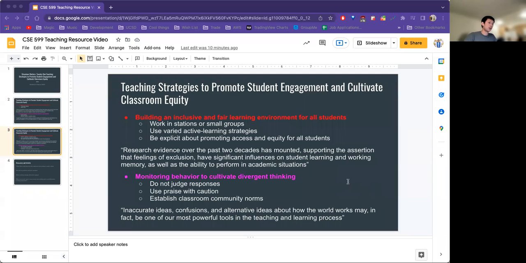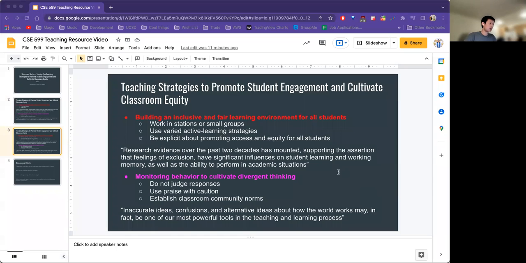It's good to always mix and match different strategies because for each strategy, some students will be out of their comfort zone, and some students will be in their comfort zones. Since every student learns differently, it is best to change up the strategies from time to time. Be explicit about promoting access and equity for all students. Teachers should emphasize access, fairness, and classroom equity as one of their key goals. We can also explain why we use the strategy that we use so they can understand better.